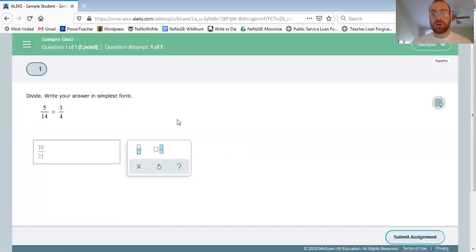Now if we submit our assignment, before we submit, if there are multiple questions, it will show 1, 2, 3, and so on, and that will allow you to click between those questions. You can go forward, you can go backwards, you can do the questions in any order. Just make sure you answer all of them before you submit.